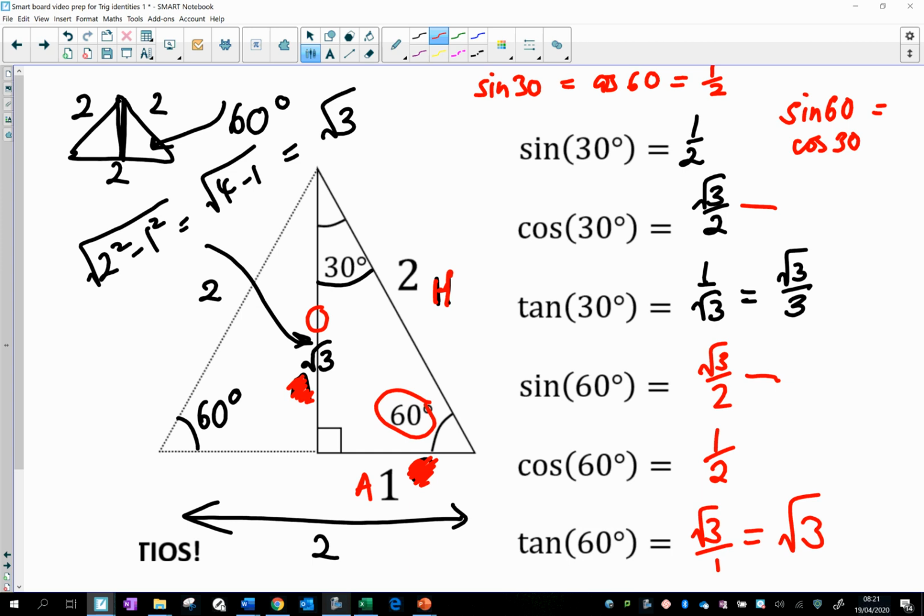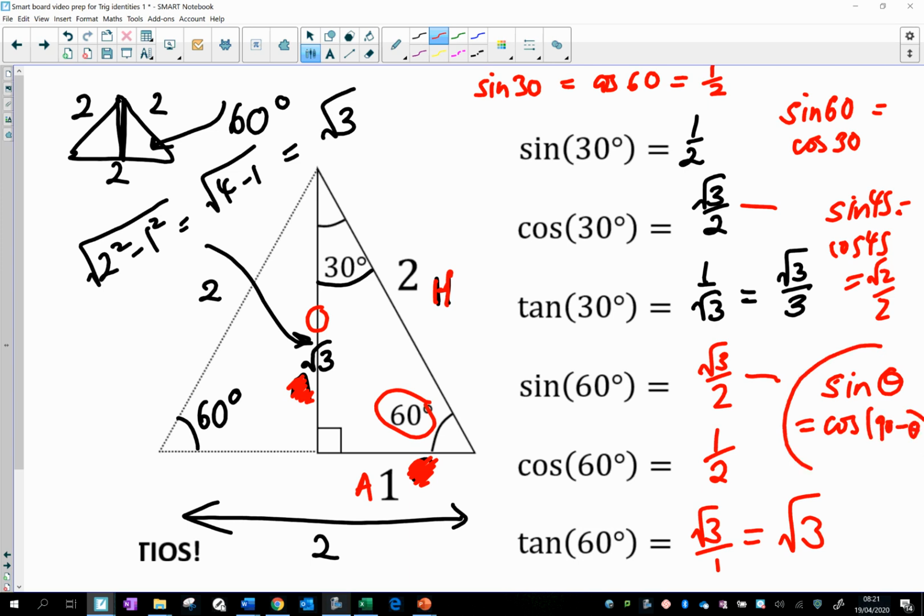And if we think back to the previous page, we also had the fact that sine 45 is the same as cos 45. Remember, they were both root 2 over 2. And it is always the case that if you have the sine of one angle, let's call it theta, that is always going to be the same as the cosine of 90 minus theta. That's very useful.